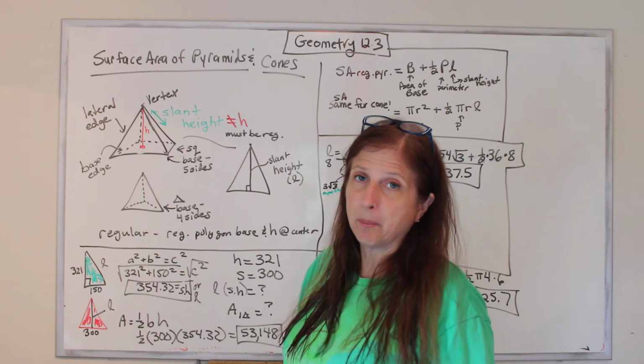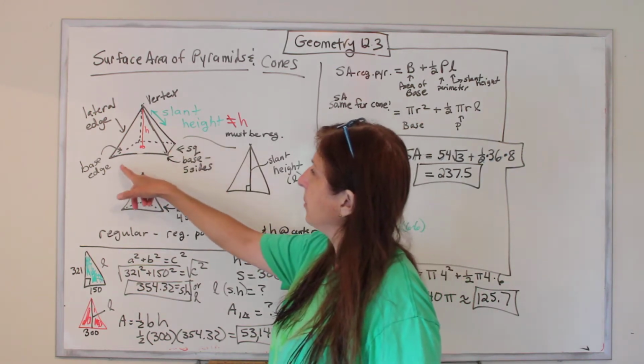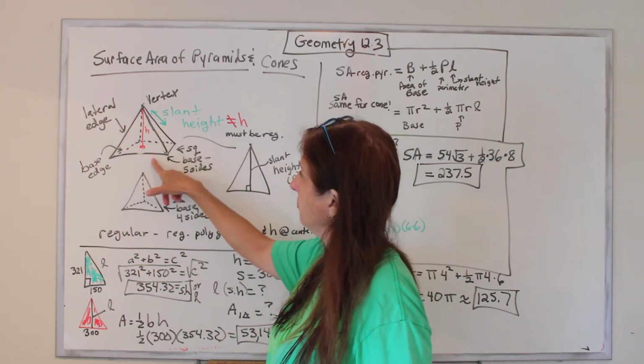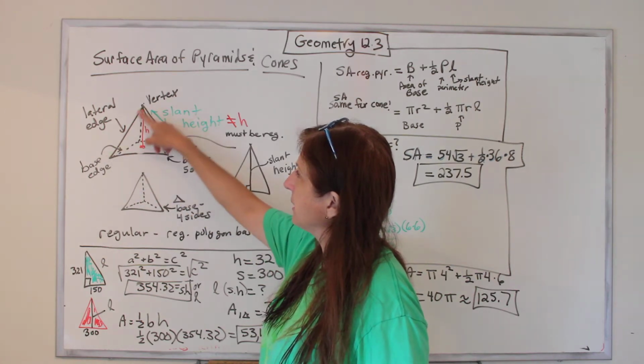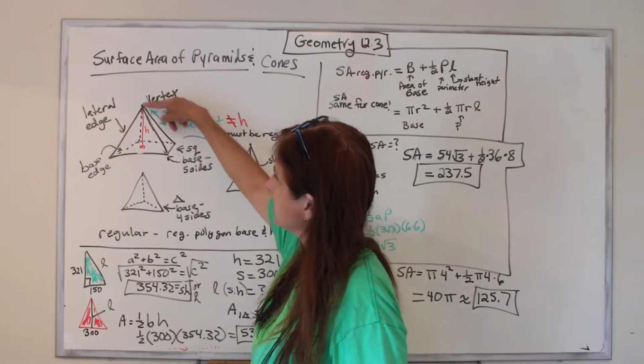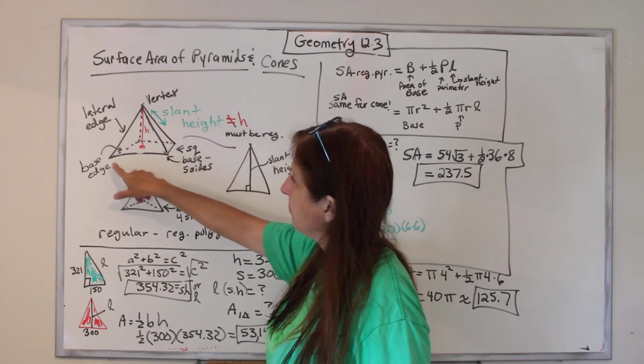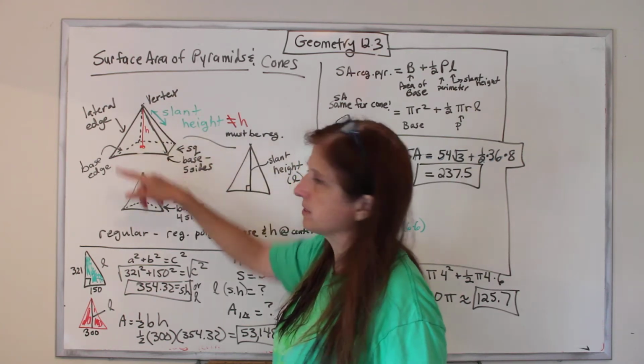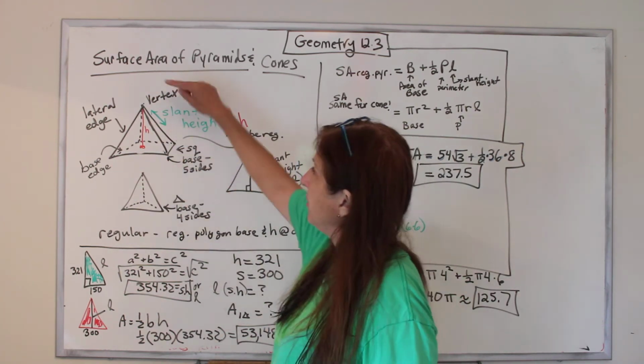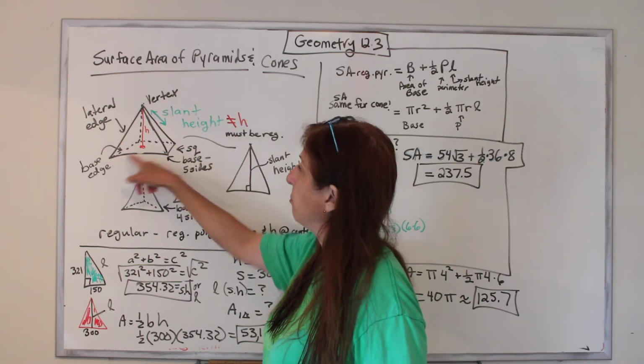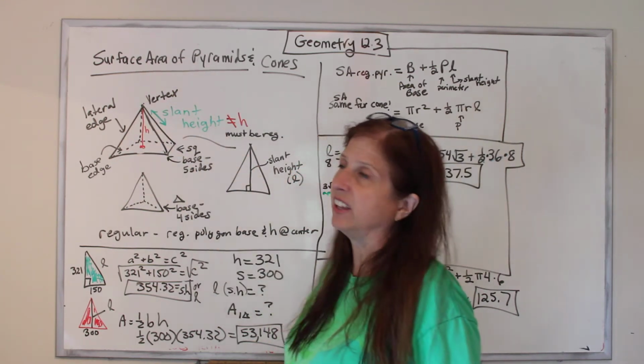So let's talk about pyramids. The base is what it's sitting on. This would be considered a lateral edge because it's going up, where these are the base edges, the ones that touch the ground. The pointy part is the vertex. All the pointy parts are vertices.